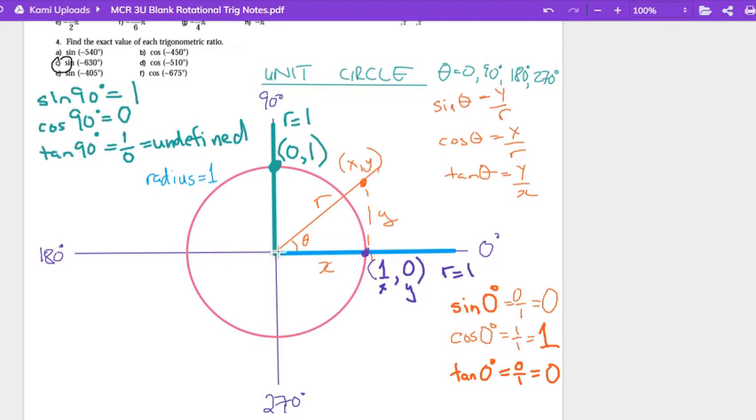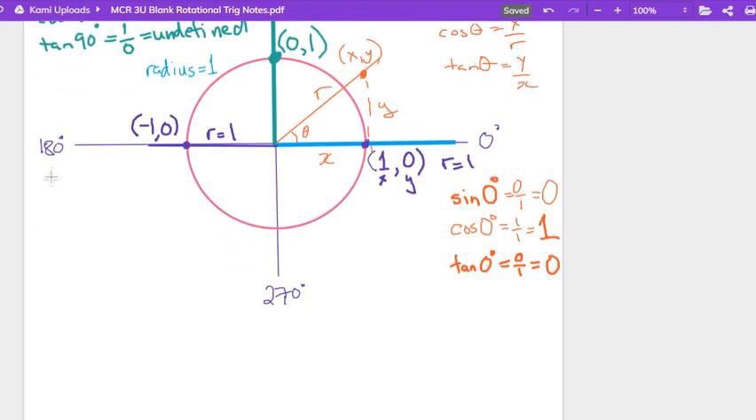All right, let's do another one. Let's do 180. Okay, what is the point here? Careful. What is the x value? Good, it's -1. So this is how the CAST rule takes care of itself, because x is -1, y is 0, and what is r? +1 still.